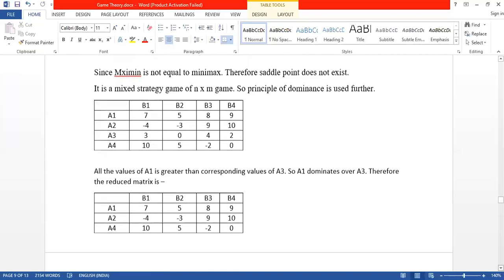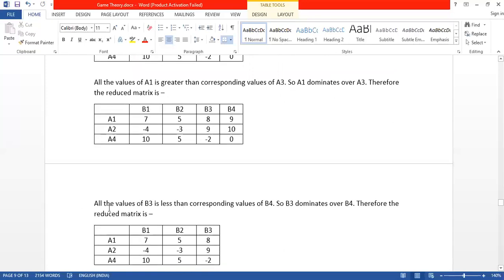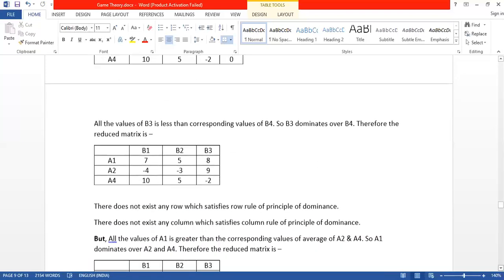Now, in the reduced matrix, all the values of B3 are less than corresponding values of B4, right? 8 is less than 9, 9 is less than 10, and 2 is less than 10. That means B3 dominates over B4, correct? So we eliminated B4 from our matrix. Coming down. Now see, like the previous case, here also, there does not exist any row which satisfies the row rule.